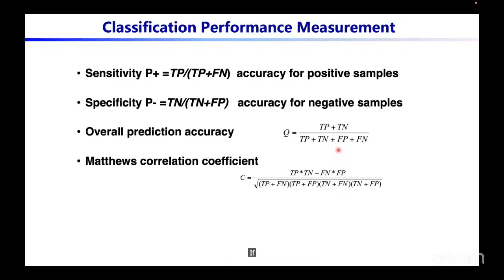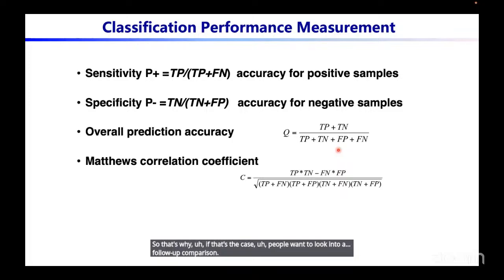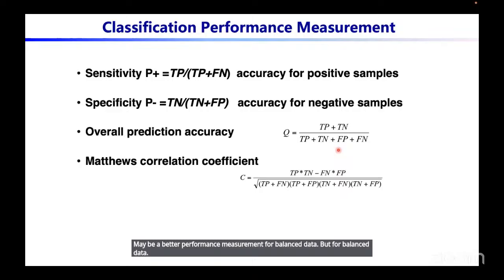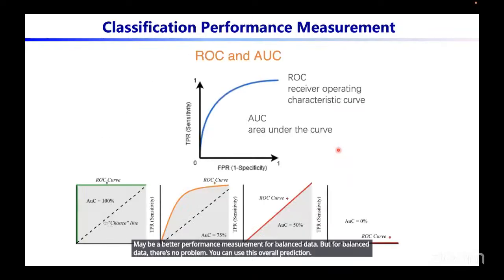If that is the case, the Q value may be dominated by the side with a much larger number, like the non-inhibitors. So if that's the case, people want to look into a fairer measurement of the performance. In this case, the Matthews correlation coefficient may be a better performance measurement for imbalanced data. But for balanced data, there's no problem. You can use this overall prediction accuracy. Okay.